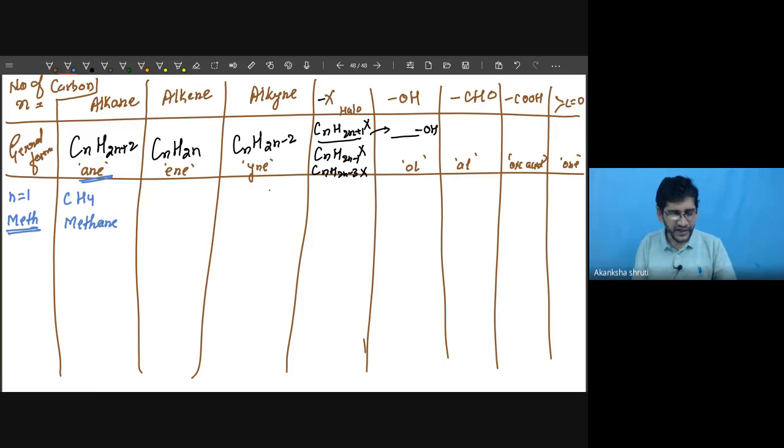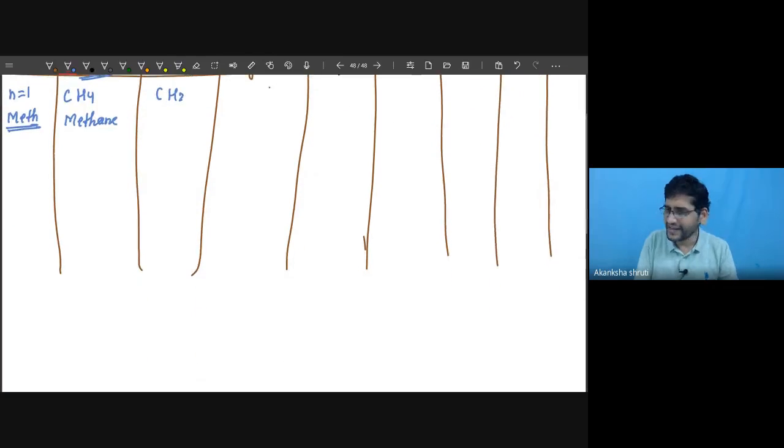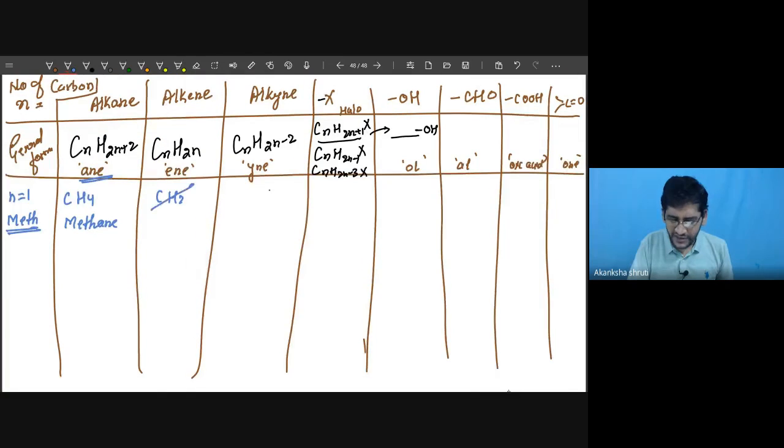Okay, students, can we make this for n equals 1? Then it becomes CH2. In this case, the valency is not fulfilled. So this is not possible. This I had explained earlier. So for that, we are associating a condition here. In this case, n is always greater than or equal to 2. So for 1, it is not possible. Not possible.